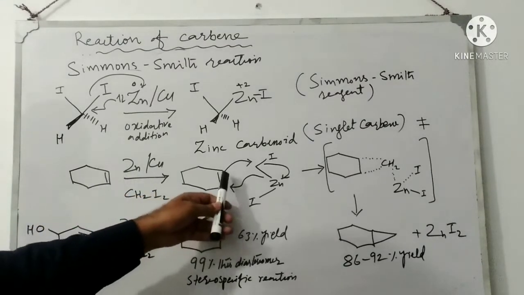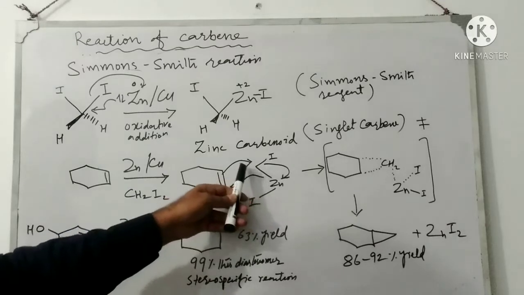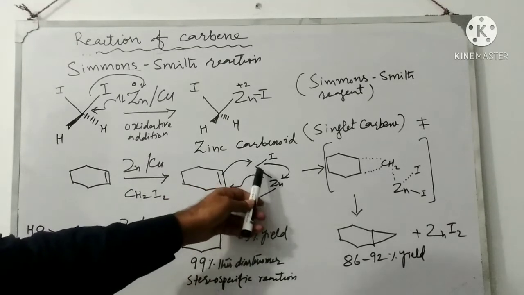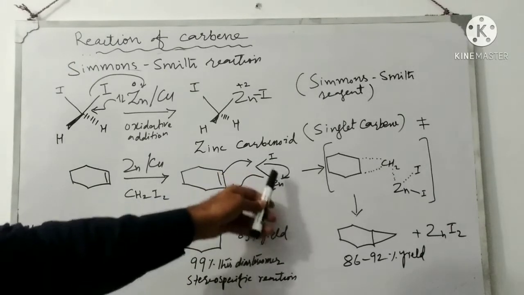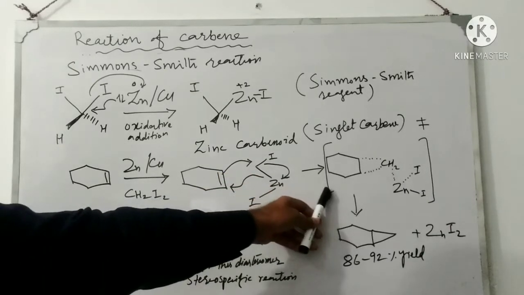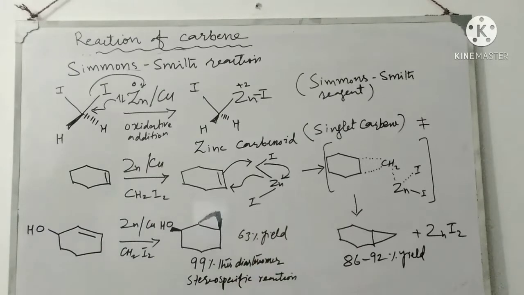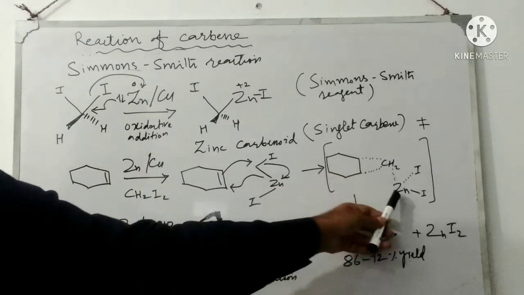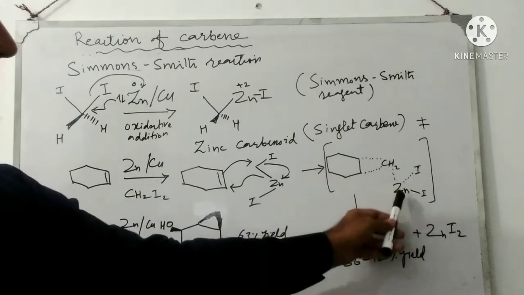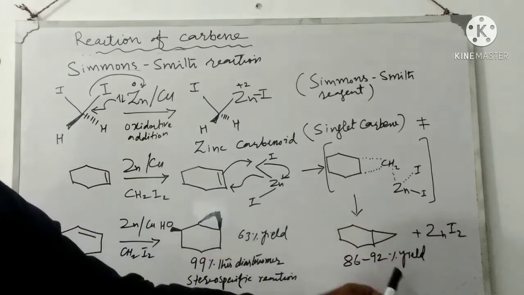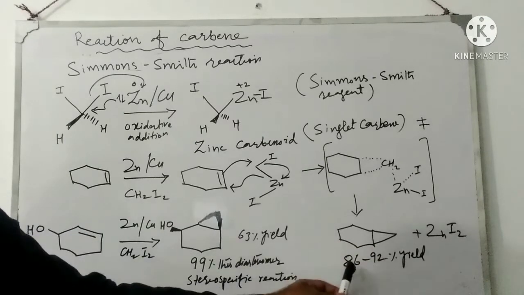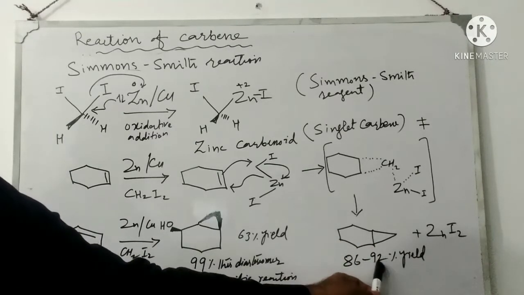This zinc carbenoid then reacts with cyclohexene. When cyclohexene reacts, these two electrons make the bond with this CH2, and then the iodine shifts here; this is the transition state that is formed. The zinc carbenoid makes this cyclopropane ring, and zinc iodide is the byproduct of this reaction. So this cyclopropane is obtained in 86 to 92% yield.